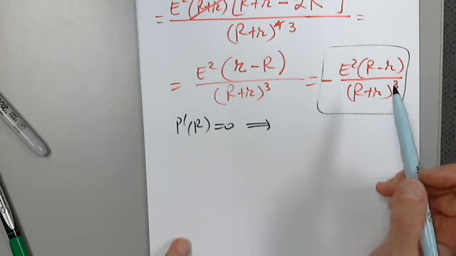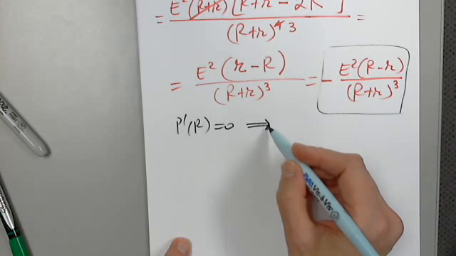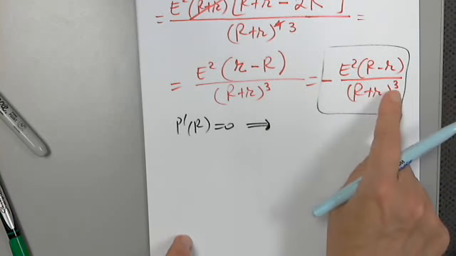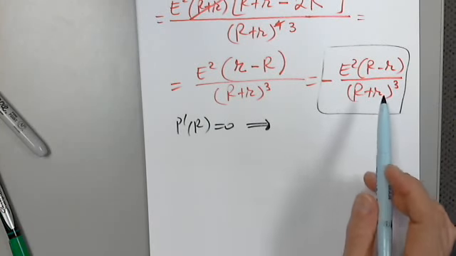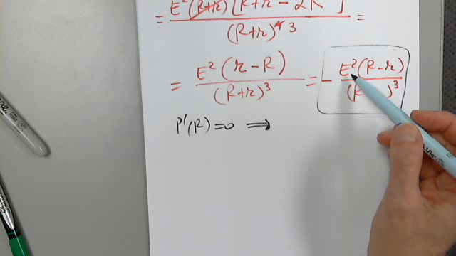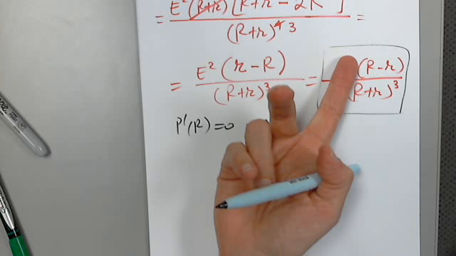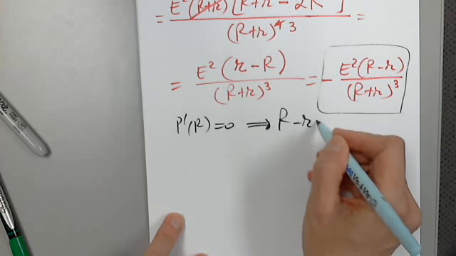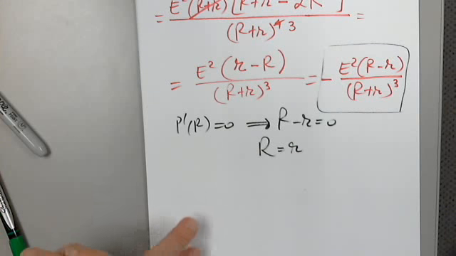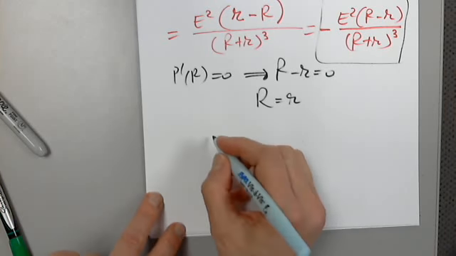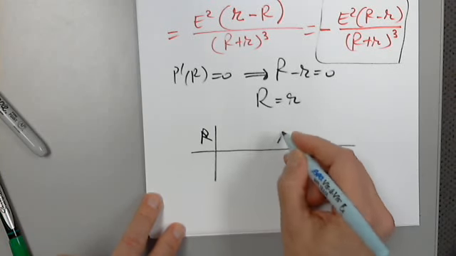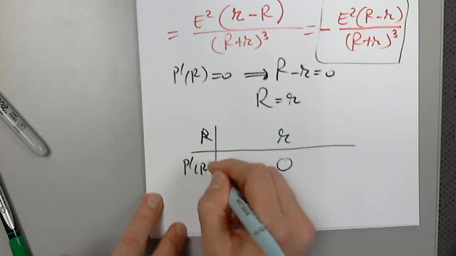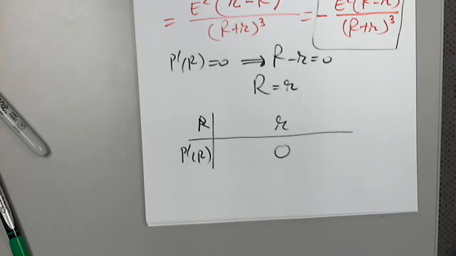This cannot be 0, this cannot be 0. When is a fraction 0? Only when the numerator is 0. E squared is a constant. That's why I don't even care about it. R minus r equals 0. Correct. R minus r equals 0, which means R must equal r. I don't know if this creates a maximum. So I have R, a little r, and P prime of R. I have to study the sign left and right of r.